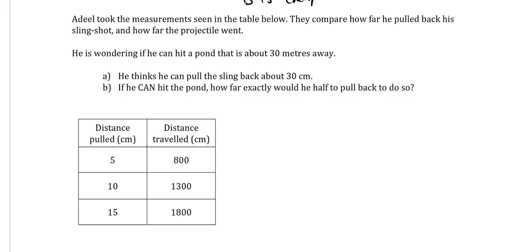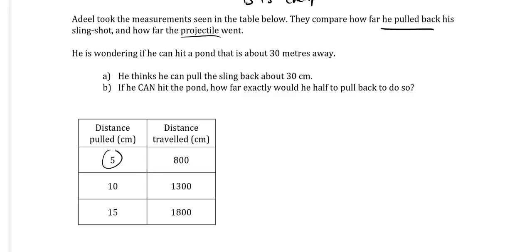Okay, so let's read the question and try to figure this out. Adil took the measurements seen in the table below. You know what a slingshot is? Right? So it's got like an elastic on it. And so you can imagine the further you pull back the elastic, the further the projectile is going to go. So it's your rocks or marbles or something. So the measurements compare how far he pulled back the slingshot and how far the projectile went.